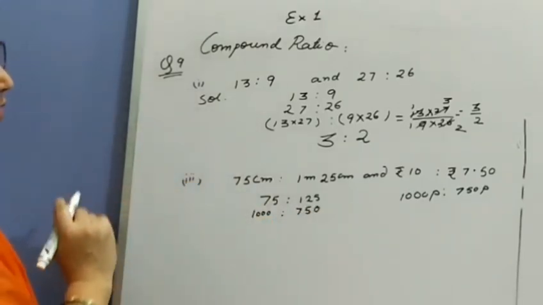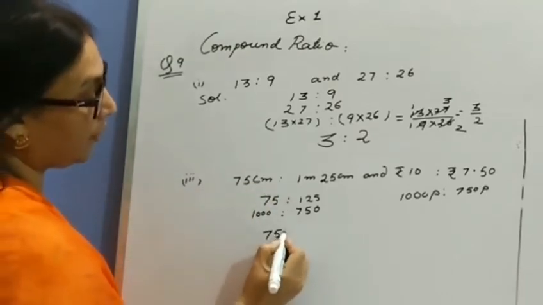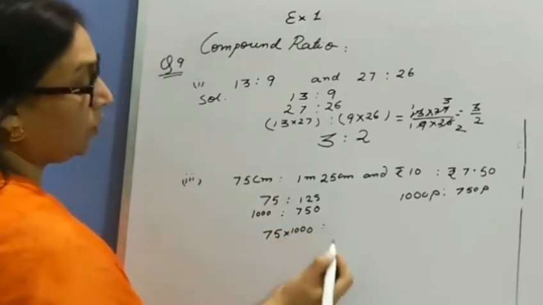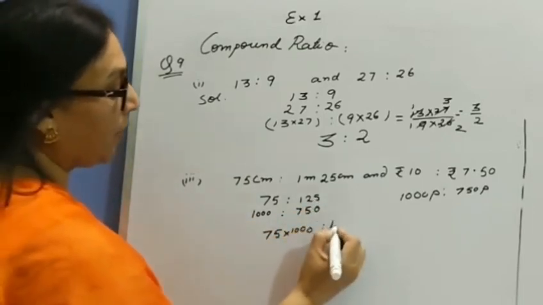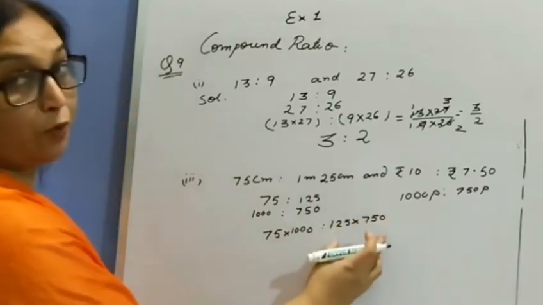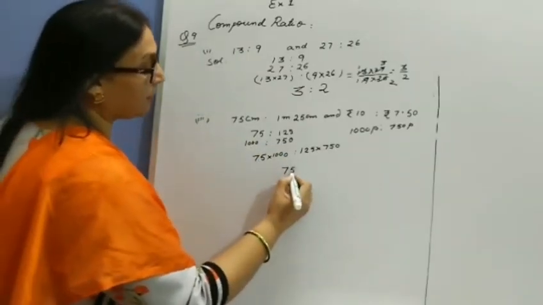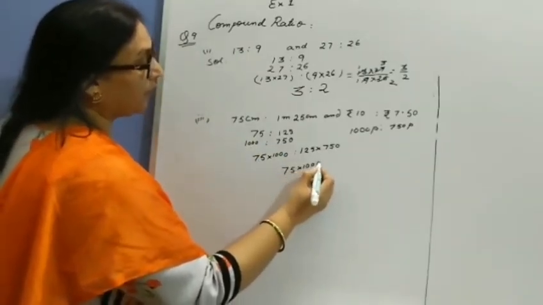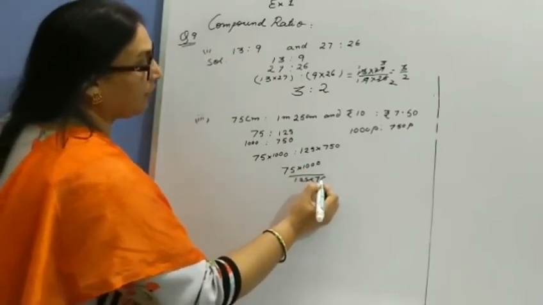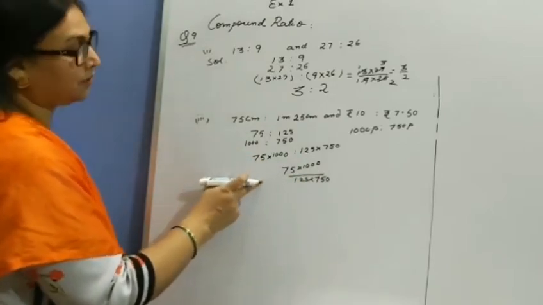So to find the compound ratio, step 1, multiply the two antecedents: 75 into 1000. This is the antecedent of the compound ratio. Then multiply the two consequents: 125 into 750. This is the consequent of the compound ratio. Next step, write it as fraction: 75 into 1000 by 125 into 750. Now simplify as a multiplication sum of fractions.